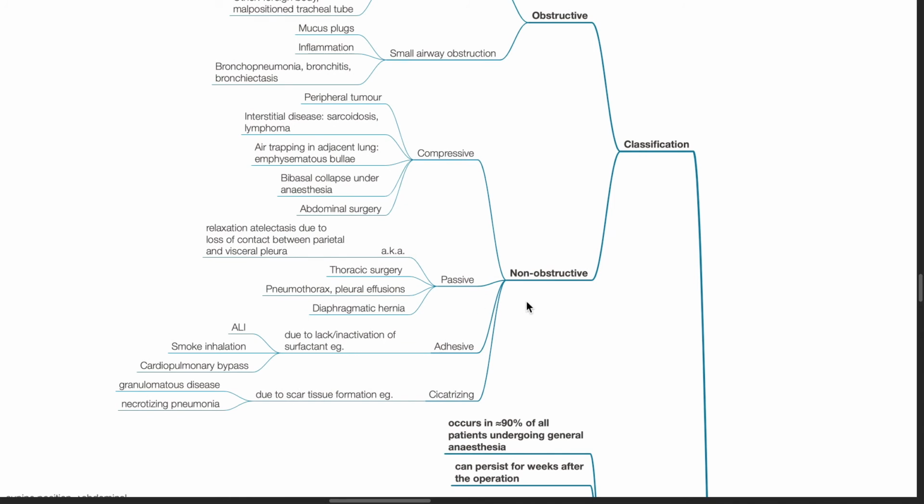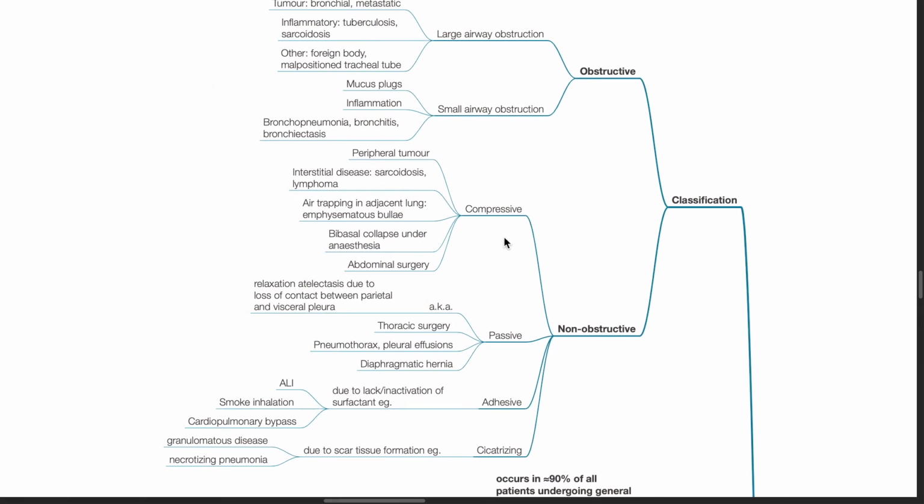Non-obstructive causes can be classified as compressive, passive, adhesive, and cicatrizing. Compressive causes include peripheral tumor, interstitial disease such as sarcoidosis and lymphoma, air trapping in adjacent lung such as emphysematous bullae, bibasal collapse under anesthesia, and abdominal surgery.